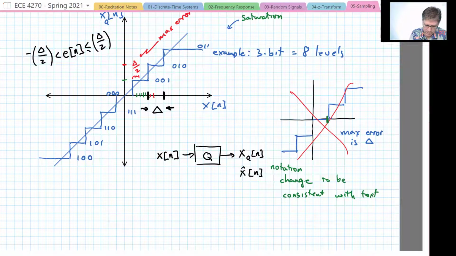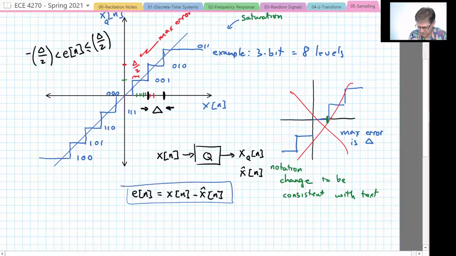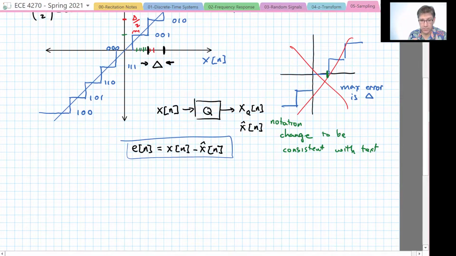Okay, then we can define our error. e of n is equal to x of n minus x hat of n. And that's the error that we saw up above there. So just a few more things. Because of the way computers are built, it's common to have 2 to the b quantization levels, where b is the number of bits we have available to us.